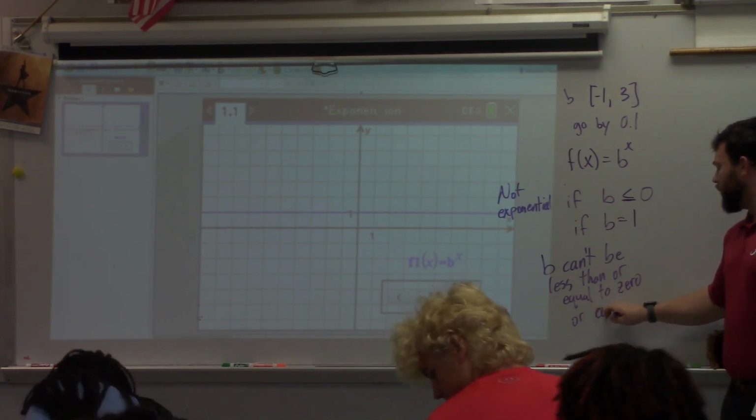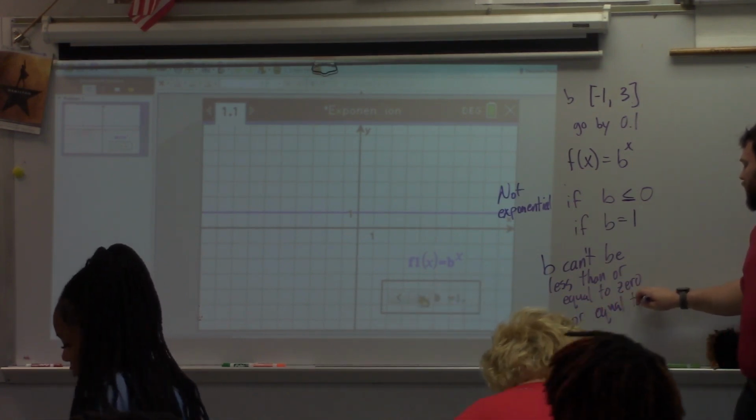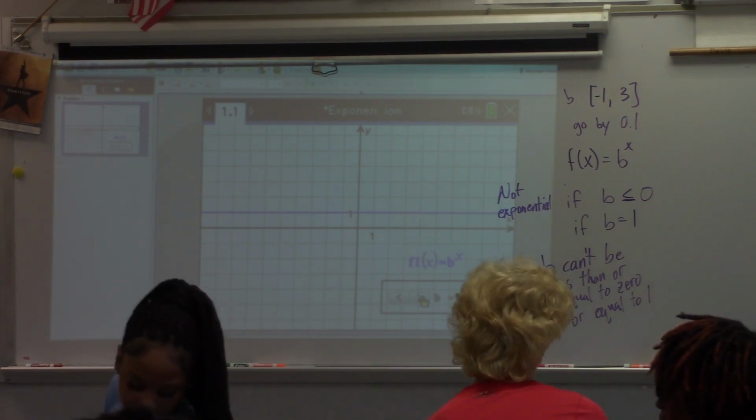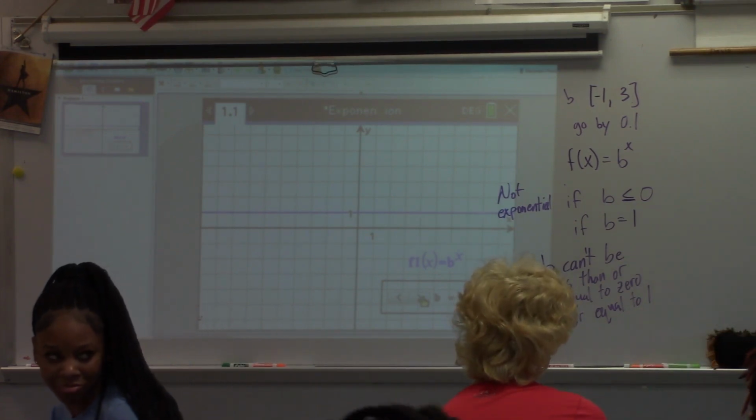Or equal to 1. So b cannot be less than or equal to 0, and it cannot be equal to 1.